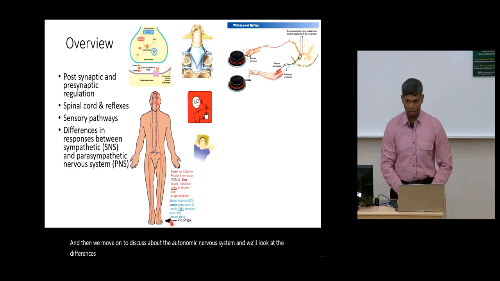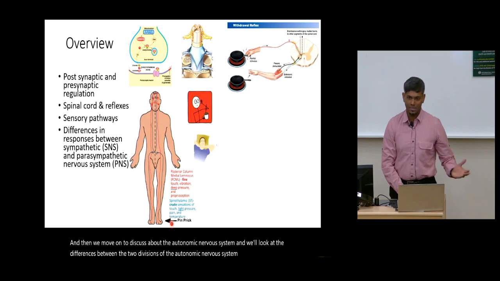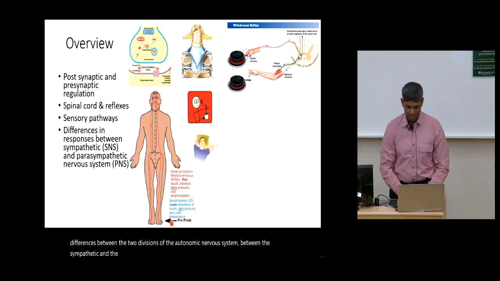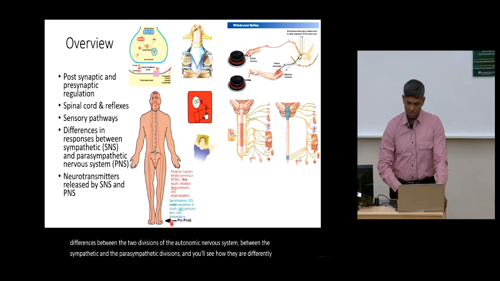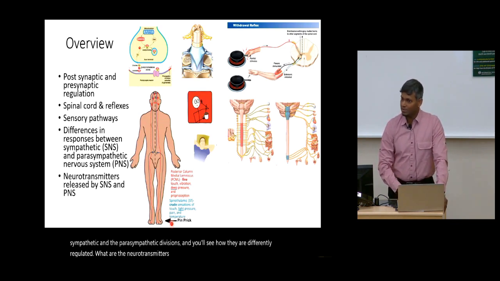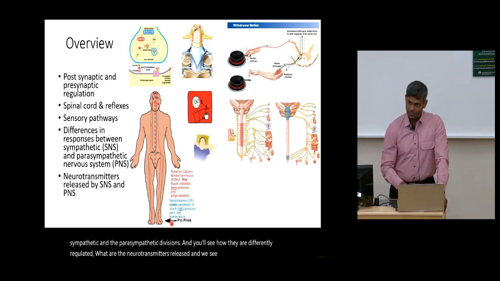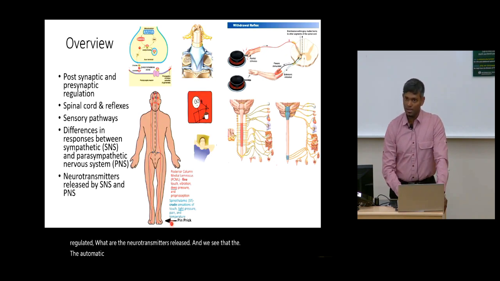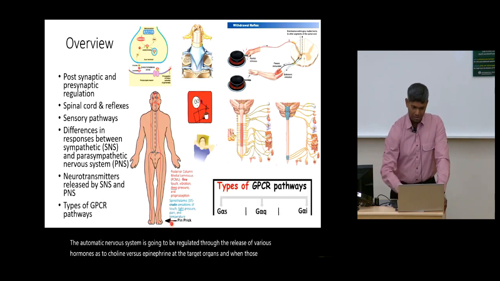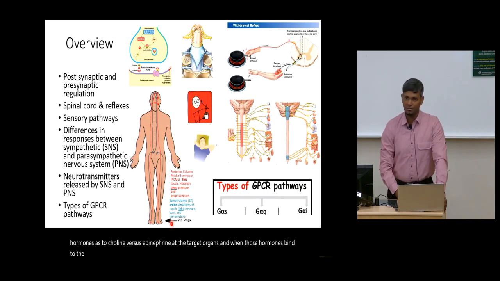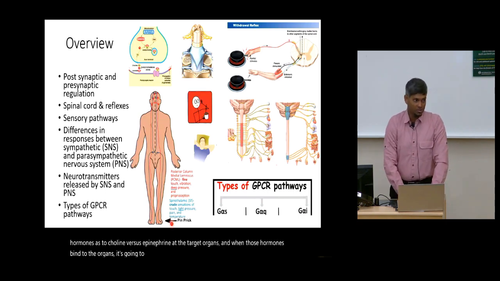And then we'll move on to discuss the autonomic nervous system, and we'll look at the differences between the two divisions of the autonomic nervous system, the sympathetic and the parasympathetic divisions, and we'll see how they are differently regulated, what the neurotransmitters released are, and we see that the autonomic nervous system is going to be regulated through the release of various hormones, acetylcholine versus epinephrine, at the target organs, and when those hormones bind to the organs, it's going to activate G protein coupled receptors.